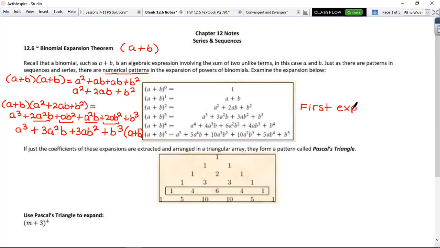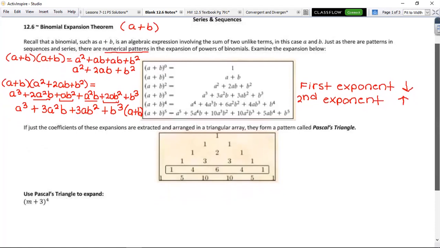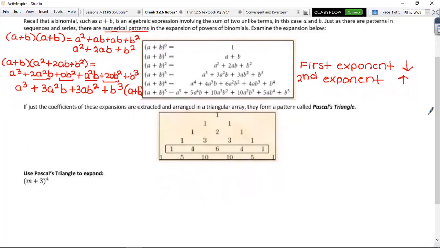So your first exponent will decrease all the way until it hits 0. And your second exponent is going to increase. So if you take those binomials and their expansions from above and you pull off all of the coefficients, what you're going to get is this triangular array.